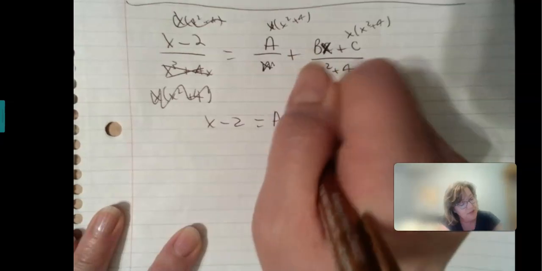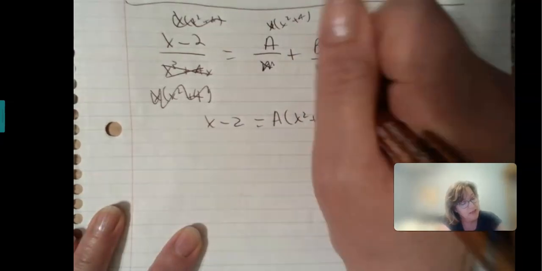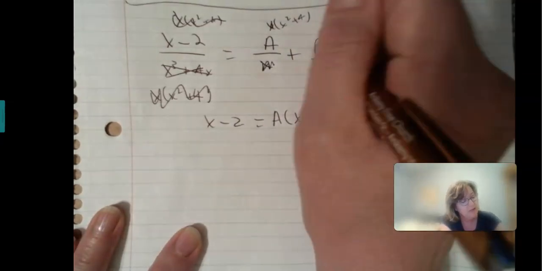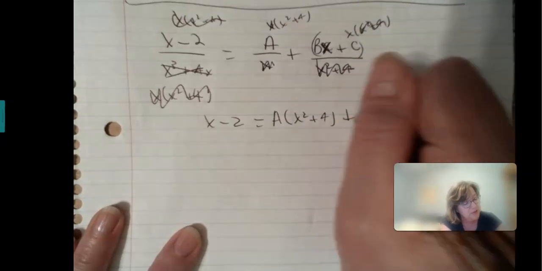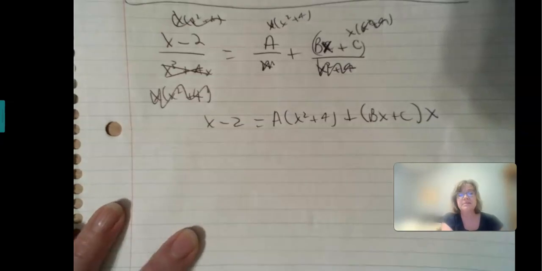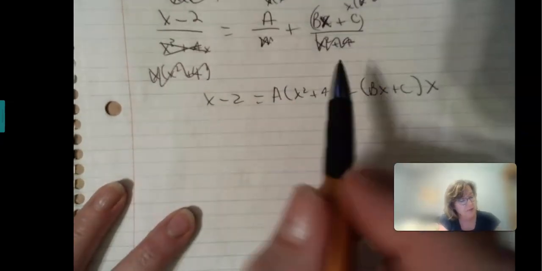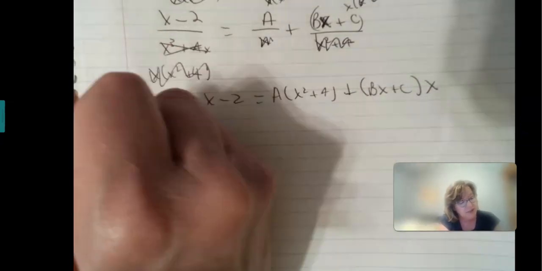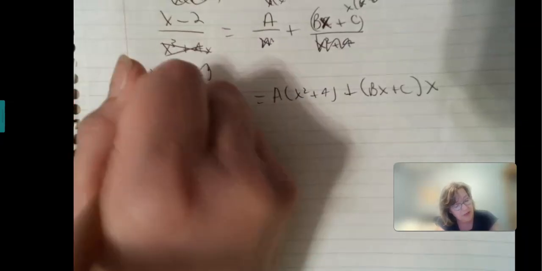Here, the x cancels. I get a, you need parentheses, so be cautious on that, and then all of that cancels. Now, because this is a binomial, you need parentheses on this guy too. So bx plus c, times x, okay? All right, the only pretty number, let's see, we have x equals 0. So that's going to help.